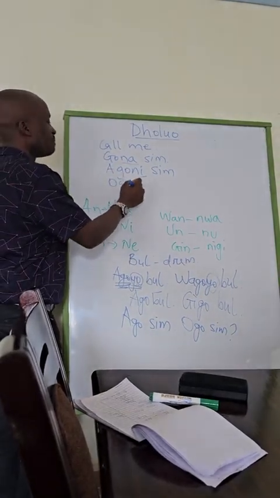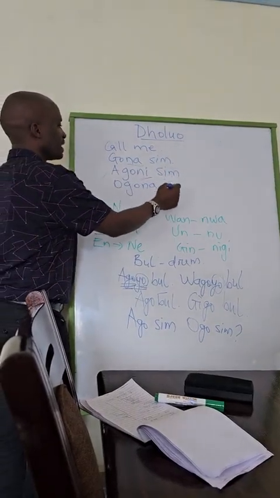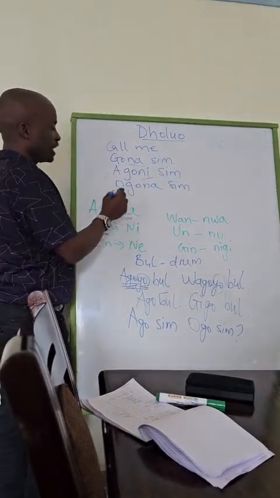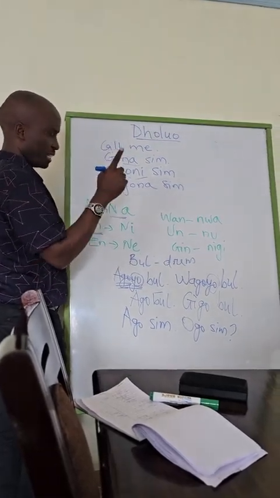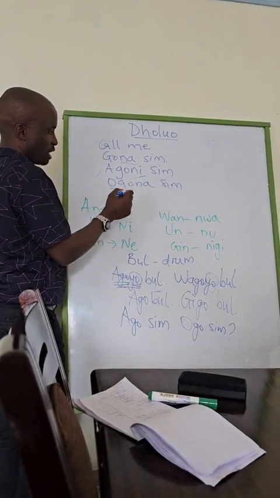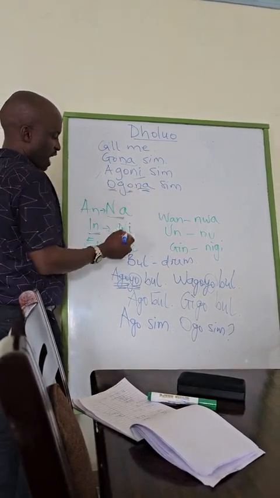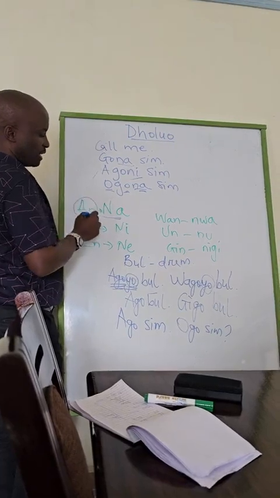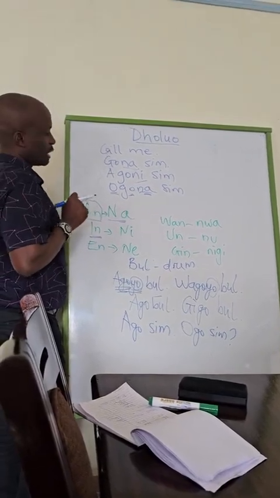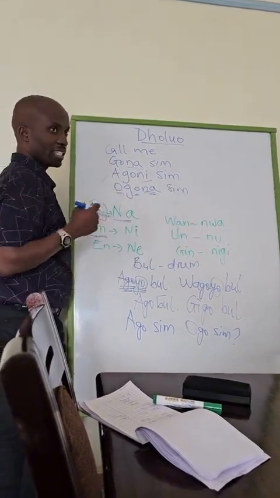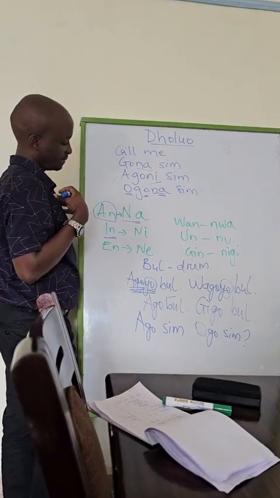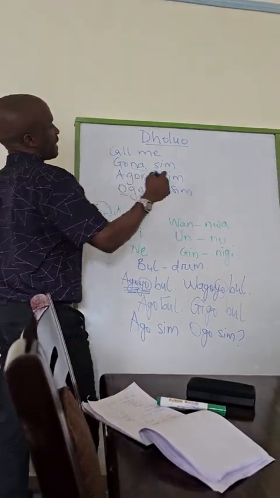Ogo na sim. Meaning he or she. You remember the "o"? This one, meaning he or she has called. But called who? Na here referring to me. So he has called me. Ogo na what? Ogo na sim. Okay?